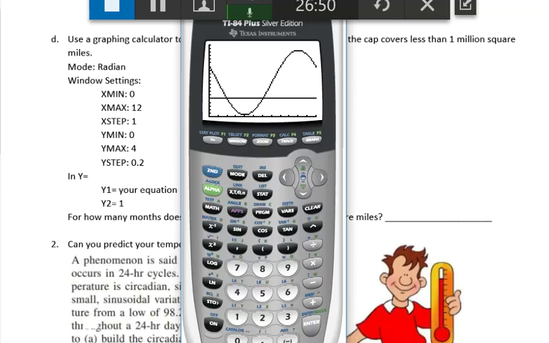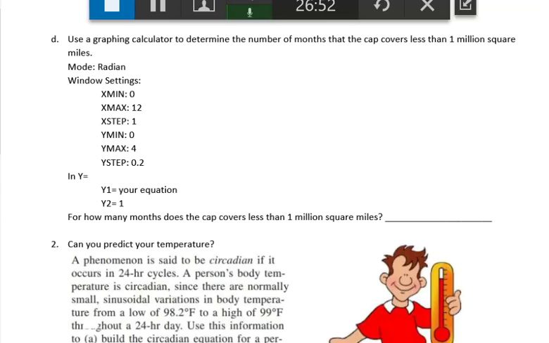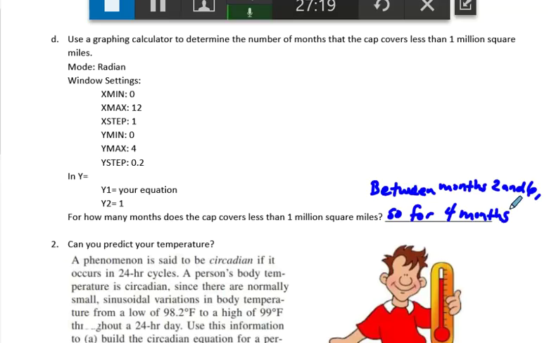Okay, so let's write that out. So it says, for how many months does the cap cover less than 1 million square miles? So we're going to write that it's between months 2 and 6. So that would make 4 months. For 4 months, yep.